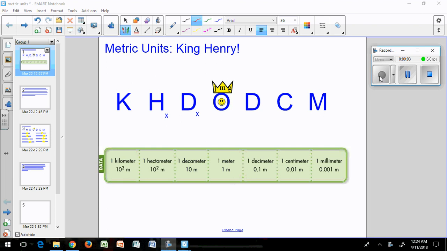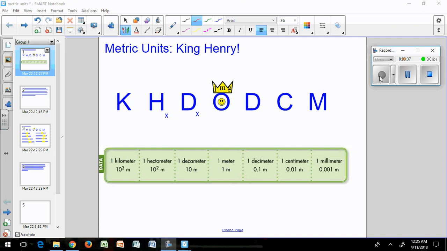All right, everybody. So this is going to be a shorter lesson today, and we're going to be moving from our customary units to our metric units. Okay? In customary units, we had different units for length, capacity, weight. There's a bunch of different units and different things we have to multiply and divide by. Metric is a lot easier because it's all the same conversions. Everything is the same conversions.